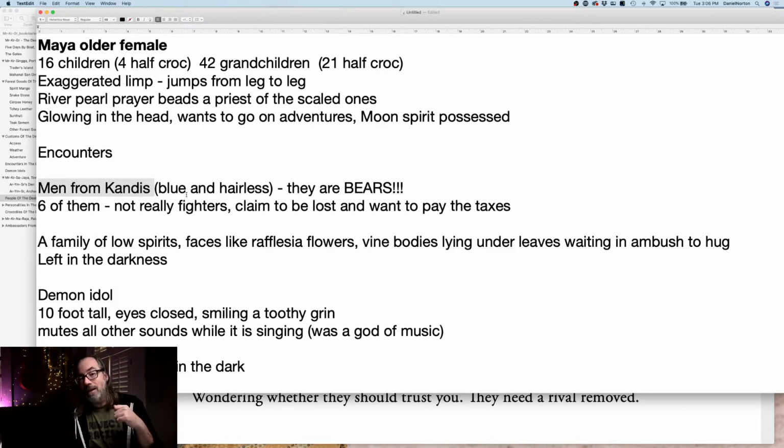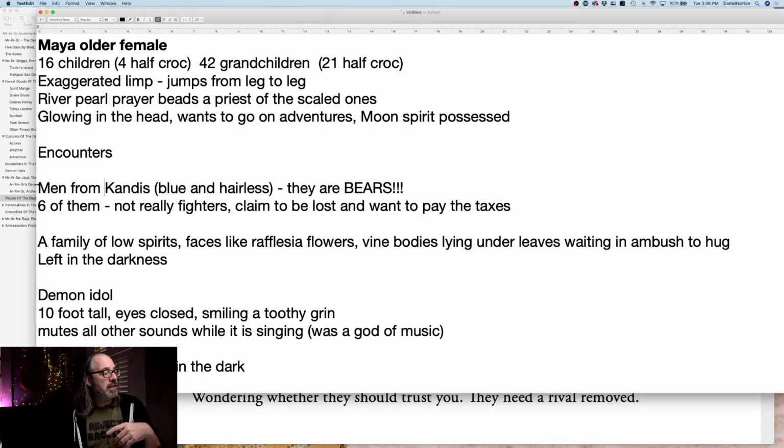And in that conversation, I decided that the men from Candace were blue and hairless. I just realized today, because I was looking through the book, that the men from Candace are also bears, like the bear that she met. So she doesn't know that yet. So that's going to be super fun when she encounters them and finds out they're bears. The person that was after them said that they were in violation of taxes.